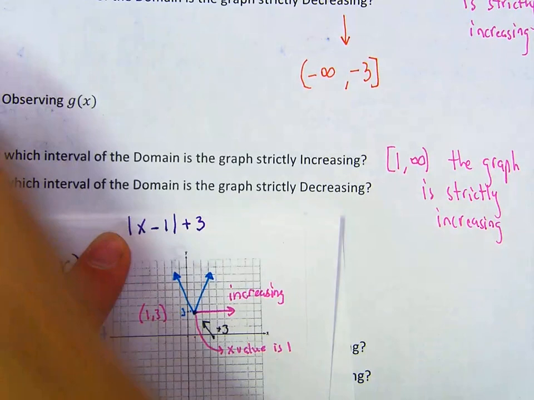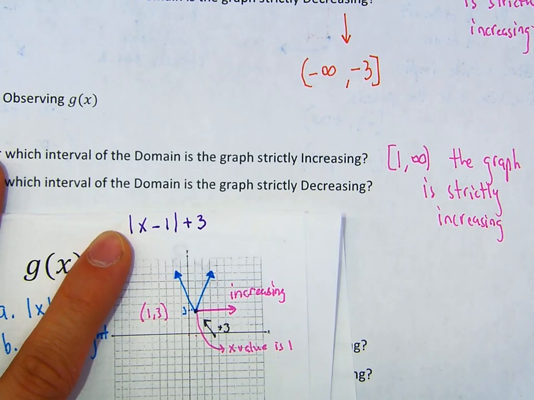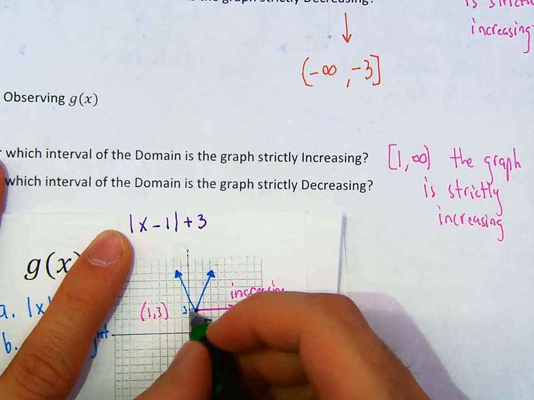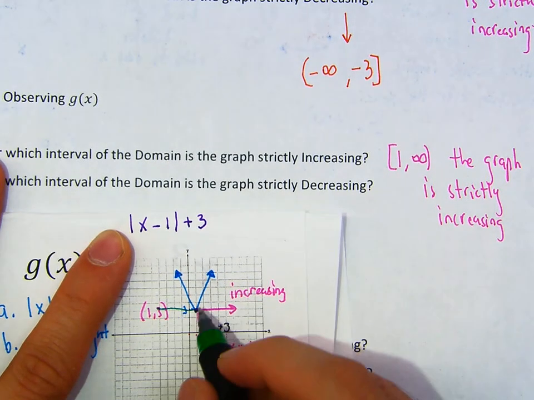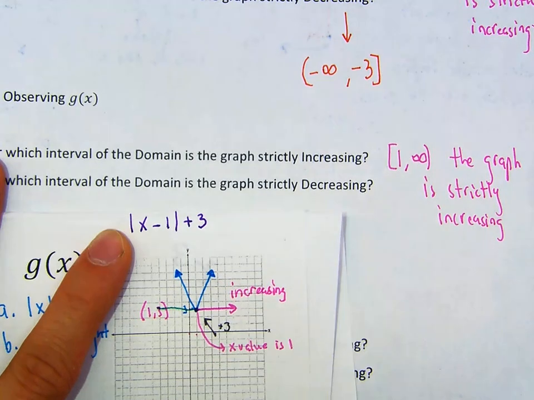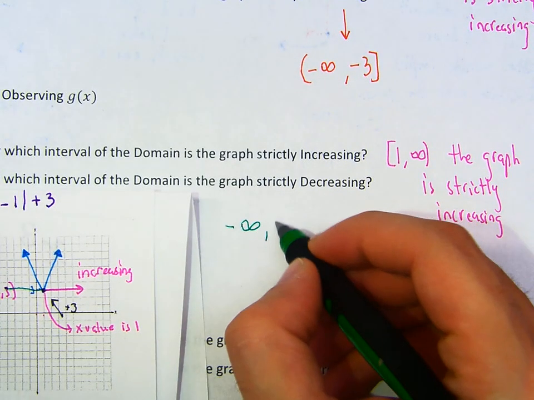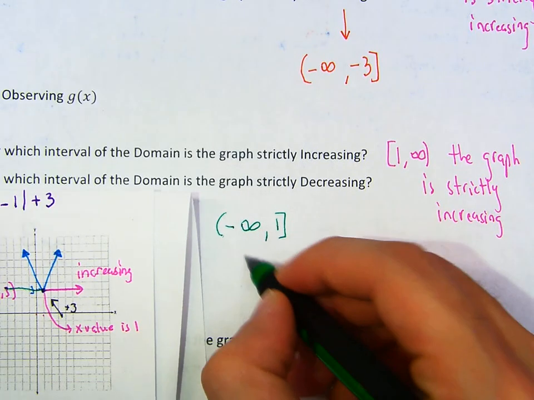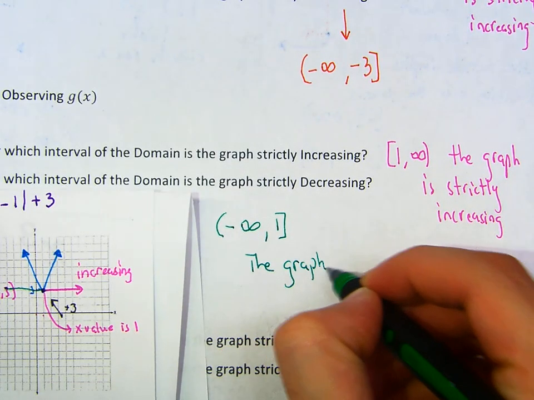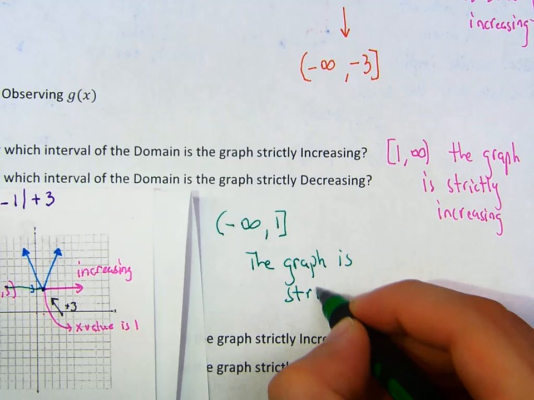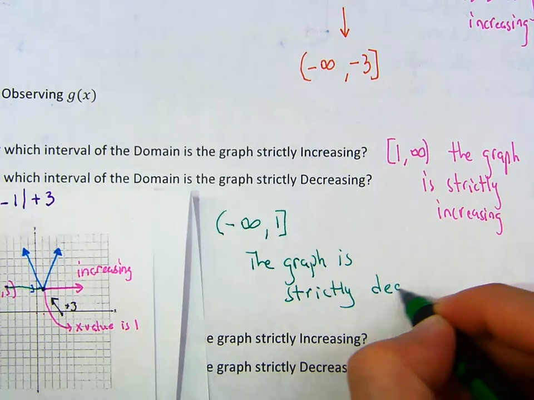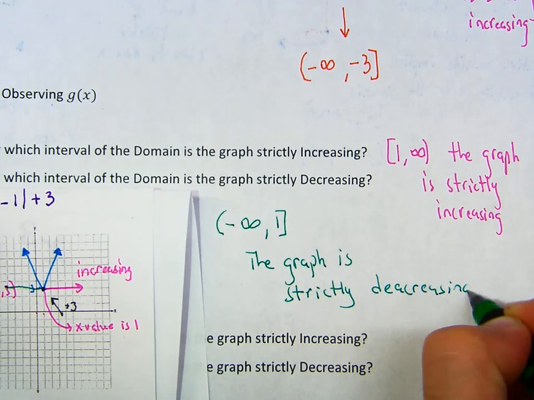And then what would we show over here? Notice that for this part over here, the graph is decreasing. So this is from negative infinity to 1. The graph is strictly decreasing. Okay?